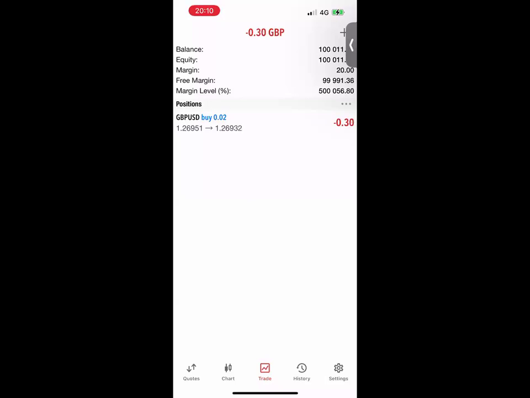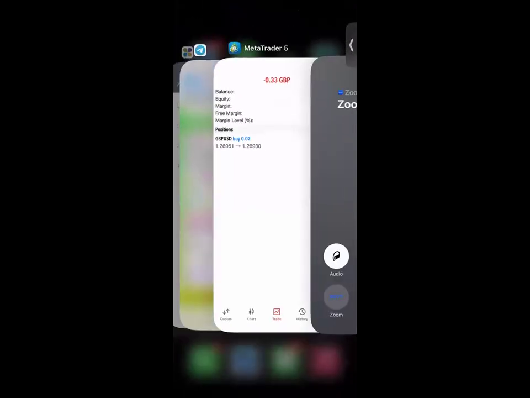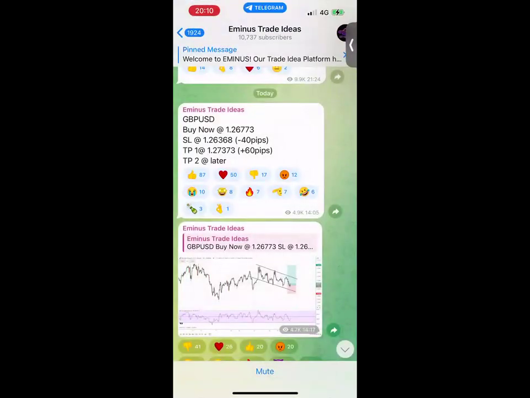It now gets complex where you now say, okay, they gave an entry. Remember, they gave us an entry to enter at, but we were taking this trade idea late. So we're not entering at the price they gave us. Go back to the idea. Right? So it says buy now at 1.26773. That was the price. We are buying later than that. So our price range is different.